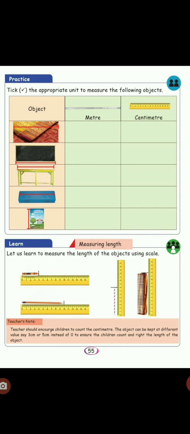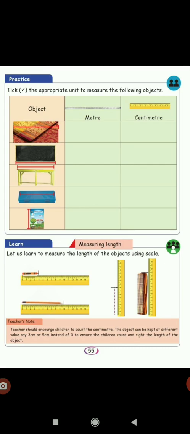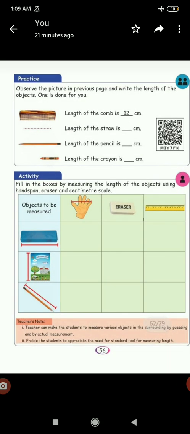M stands for meter, and it is used to measure objects with greater length. Okay, we can measure the length of clothes, bench, board and buildings with the help of the meter scale. Okay. Now we will measure the objects using the scale. See page number 56.